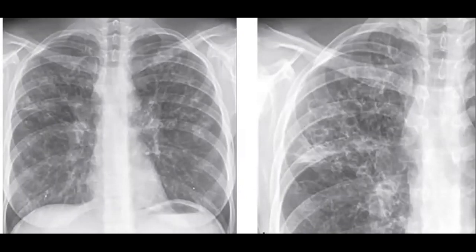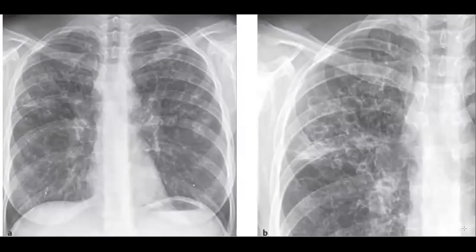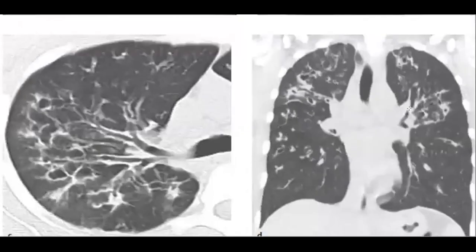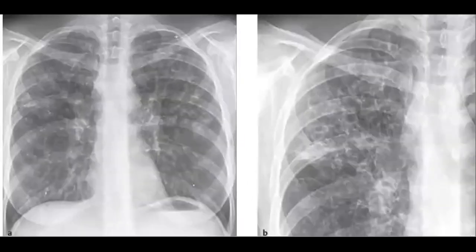Last case in chest before we shift. What do you think of this? When you find tram-track signs, especially when there is zooming, you can find the bronchiectatic changes. And if you go to the CT, it is easier. And when you find it located in the upper lobe, with upper lobe predominance of the bronchiectasis, you are thinking about cystic fibrosis as a first differential diagnosis.